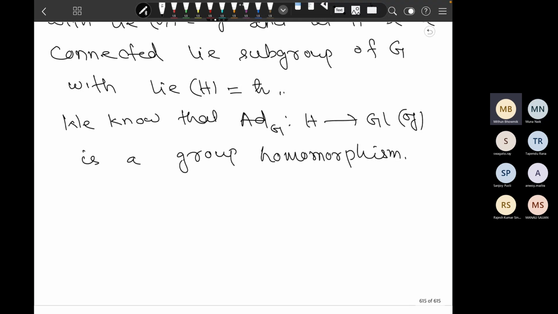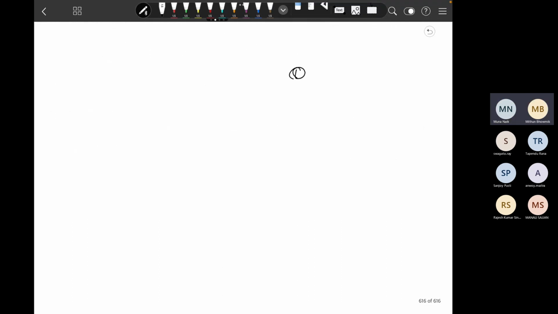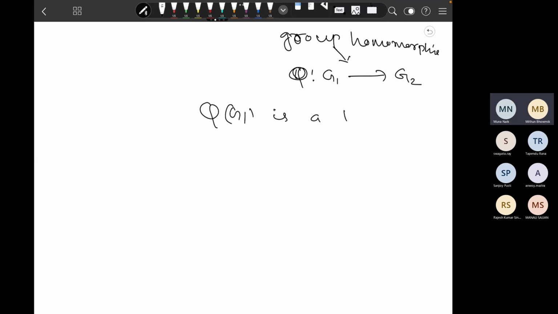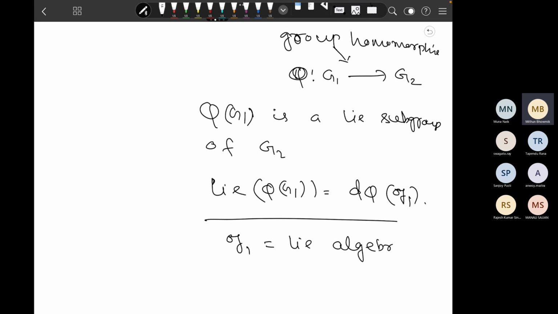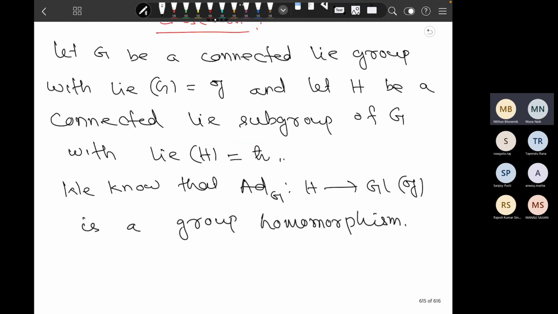I have told you in the previous lecture that if φ from G1 to G2 is a group homomorphism, then φ(G1) is a Lie subgroup of G2 with Lie algebra dφ(𝔤1), where dφ is the derivative of φ and 𝔤1 is the Lie algebra of G1. So I apply that thing.